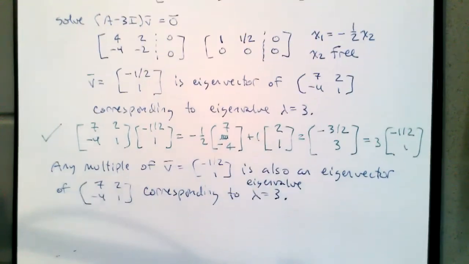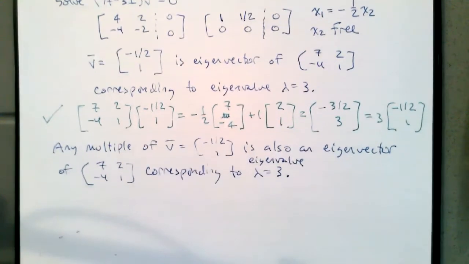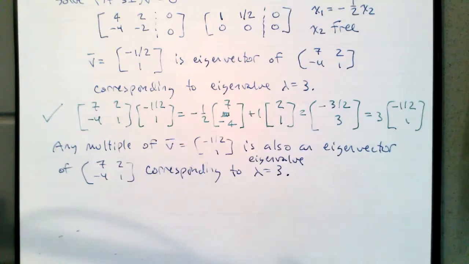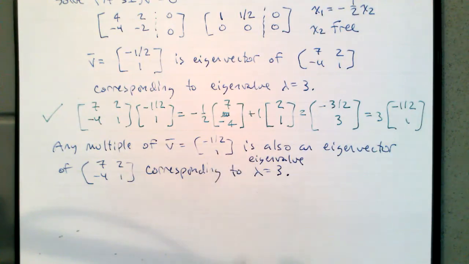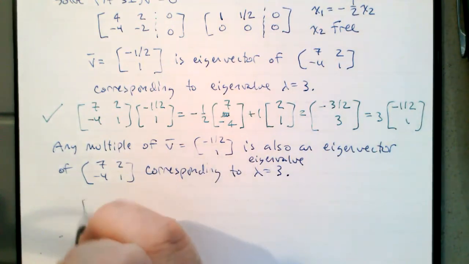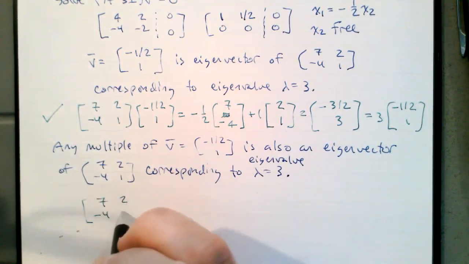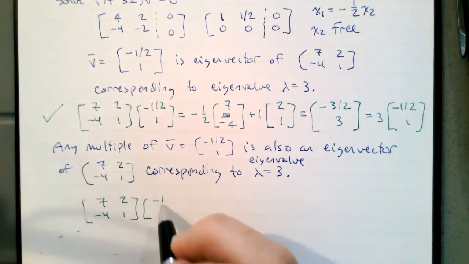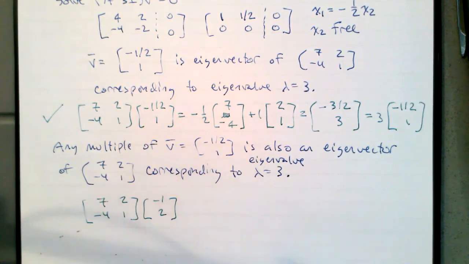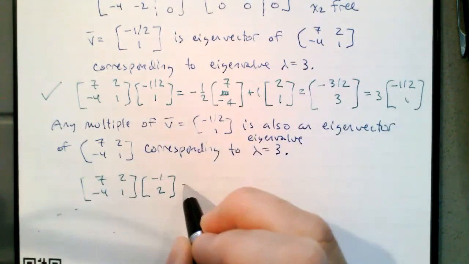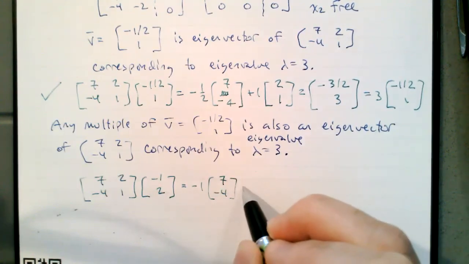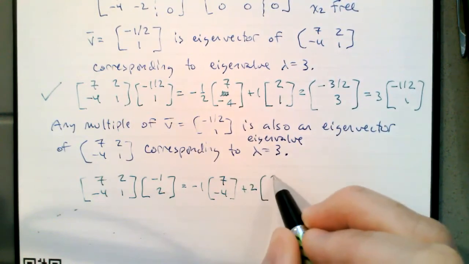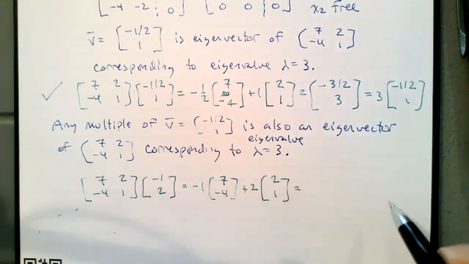So if, for example, you're not a fan of the negative 1/2, 1, you could also just multiply everything by 2, and I could have negative 1, 2 as an eigenvector. So if I take 7, negative 4, 2, 1, and multiply it by negative 1, 2, because maybe you're part of the anti-fraction faction, you're just against the use of fractions, we're also going to get 3 times what we started with.